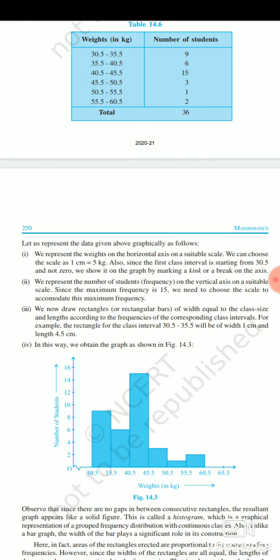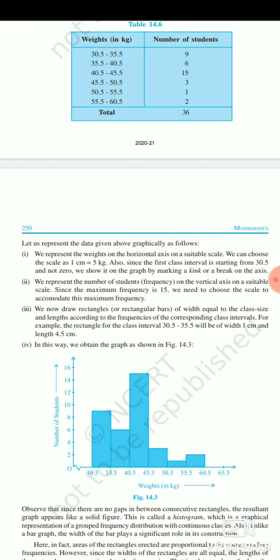So in a histogram, what things do we need to understand? One, the starting number, 30.5, is not 0. If it's 0, you may start with your x-axis and y-axis, with the center point 0 as the meeting point. So from that you can start.